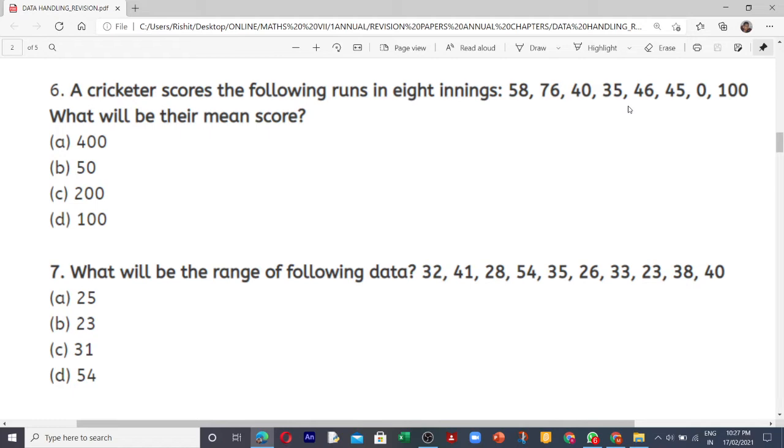Okay, let's find out what the range is. 32, 41, 28, 54. What is the range of this? What is the range? Now see the next, children.